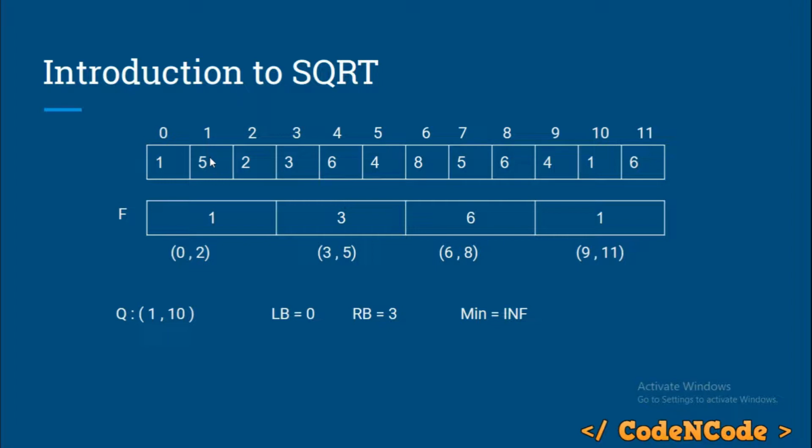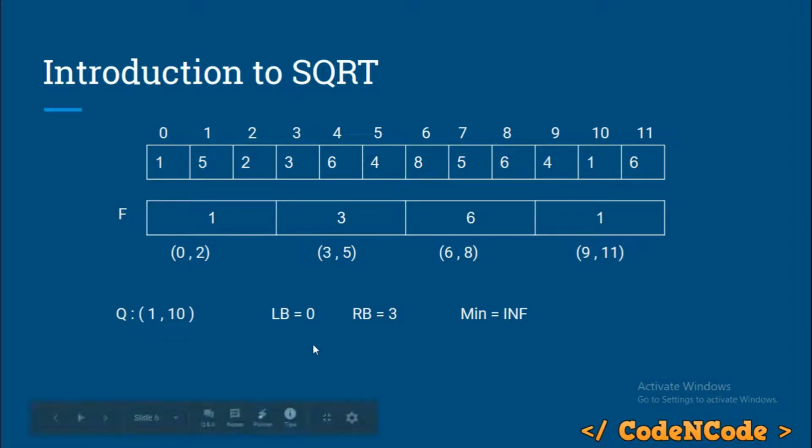If they were in the same block, for example, if the query was to be answered from 3 to 5, now 3 divided by 3 and 5 divided by 3 are both 1, so LB, that is left block and right block, would have been 1 and 1. So if L and R lie in the same block, we can linearly traverse all the elements from L to R and answer the query. This would be done in square root of n, because each block size is square root of n, and traversing a block requires only square root of n time. That is why the query could be answered in square root of n time.